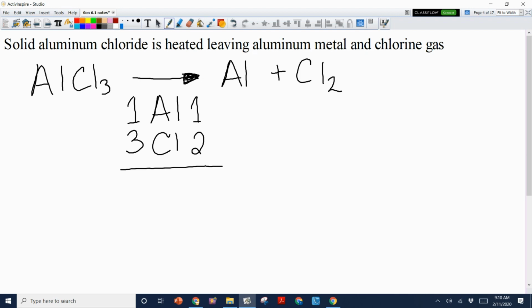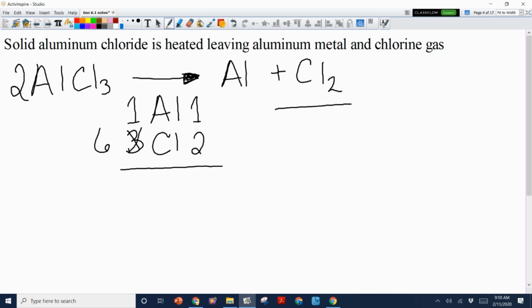In order to make 3 chlorine be 6, I need to add a 2 multiplier, a 2 coefficient, in front of the entire compound. I cannot squeeze it in here. You cannot put numbers in between the elements of a formula. You have to put it at the very front of the formula. So if I put a 2 there, that makes 6 chlorine.